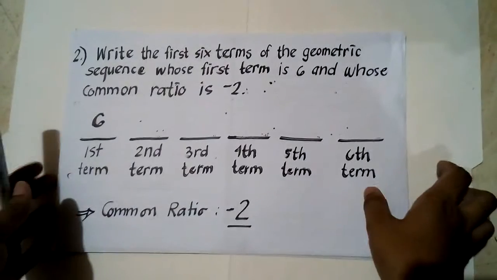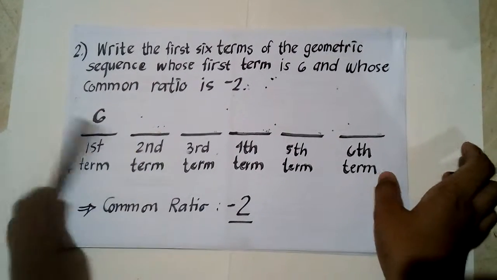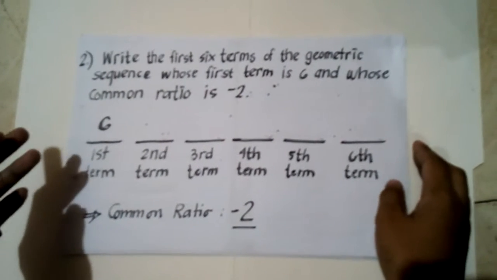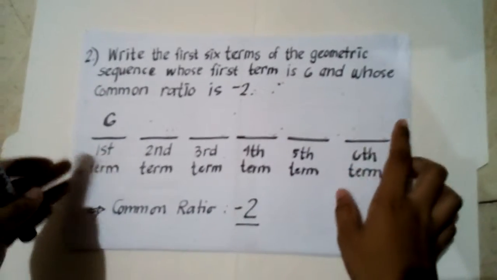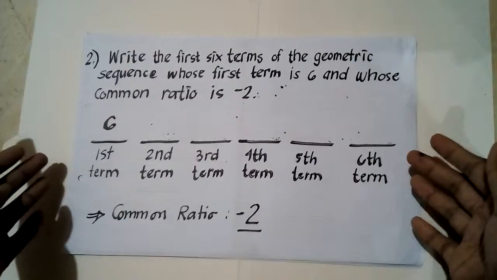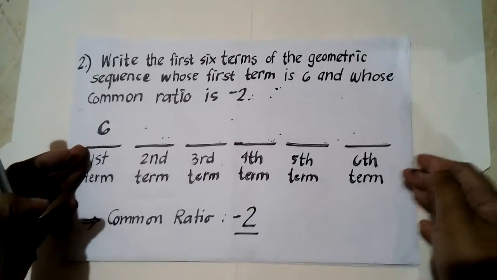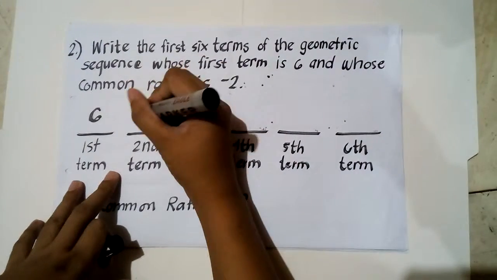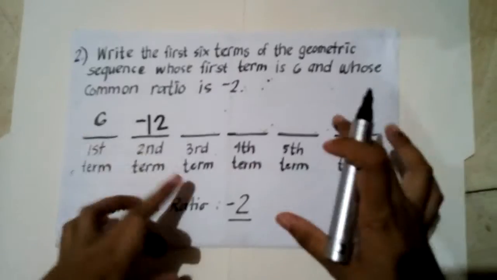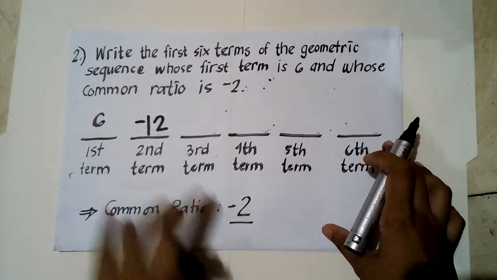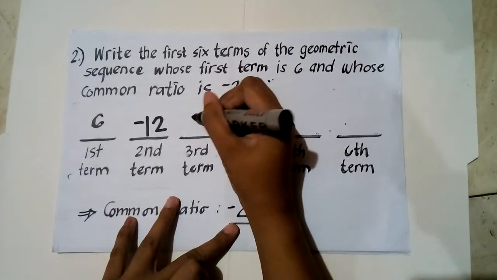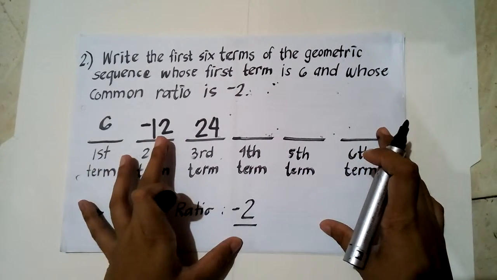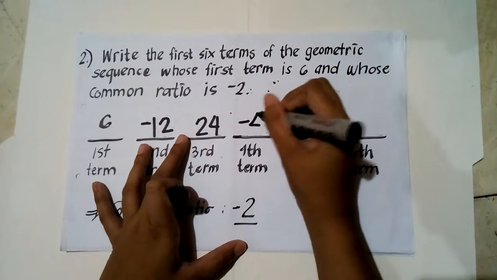How about a problem? Write the first 6 terms of the geometric sequence whose first term is 6 and whose common ratio is negative 2. We are given the first term, which is 6, and the common ratio, which is negative 2. We will multiply the first term by the common ratio to get the second term. So 6 times negative 2 is equal to negative 12. To get the third term, we multiply the second term by the common ratio. So negative 12 times negative 2 is equal to 24. The same with the fourth term, we multiply the third term by negative 2, and the answer is negative 48.